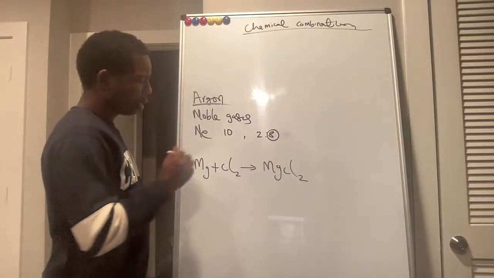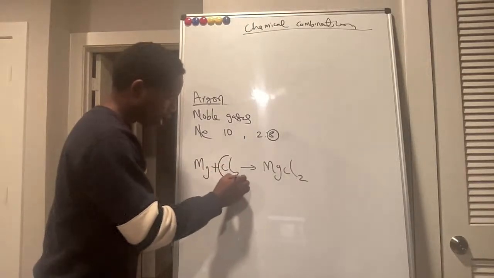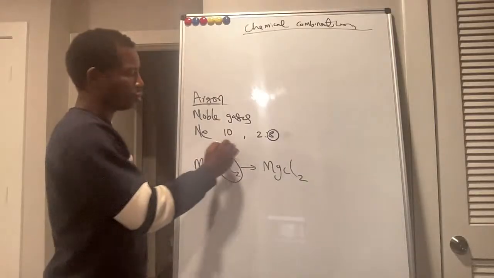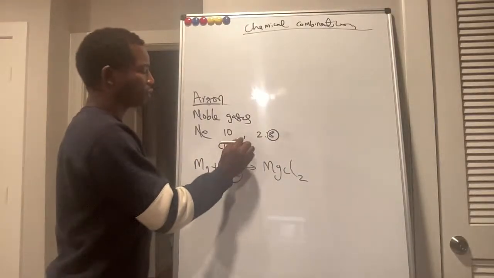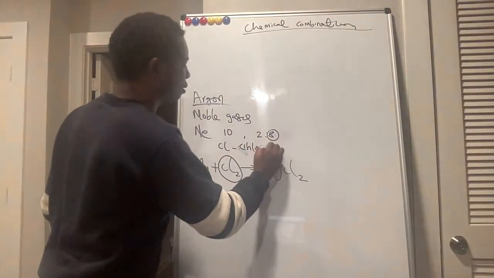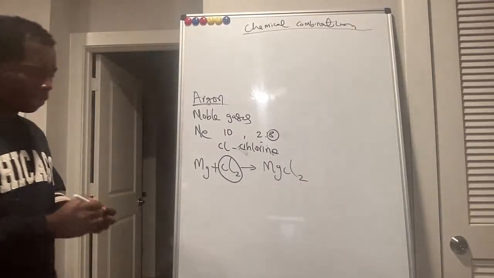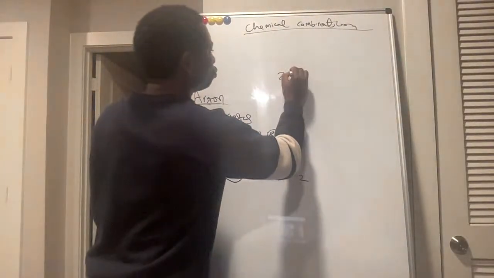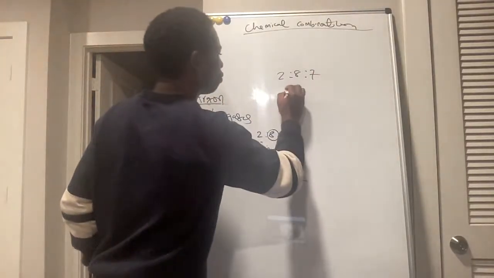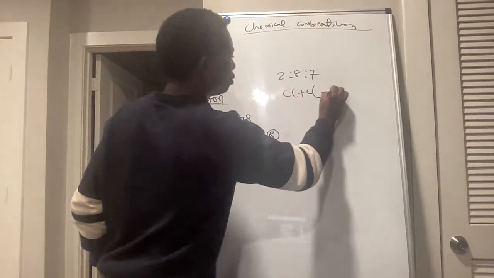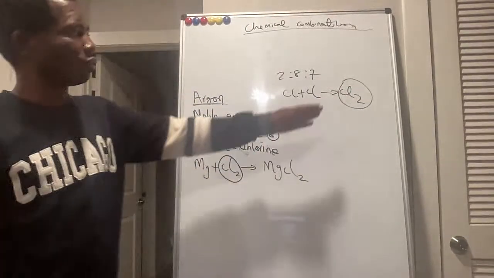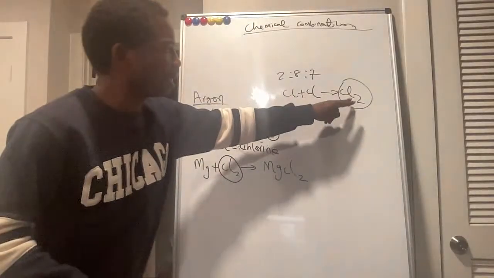Now, have you ever wondered why we are having 2 here? Why 2? Why not just Cl, which is chlorine? Now, this is how it is. Chlorine is not stable. This is chlorine, 2.8.7. It combines with another chlorine atom. Chlorine plus chlorine gives you the molecule of chlorine that is very stable. This is the one that is stable. And why is it stable?